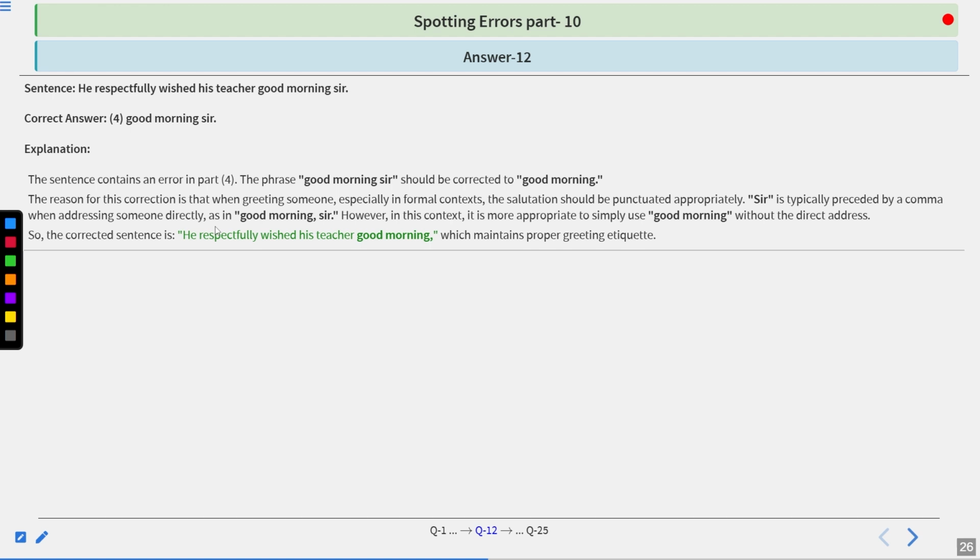The phrase good morning, sir should be corrected to good morning. The reason for this correction is that when greeting someone, especially in formal context, the salutation should be punctuated appropriately. Sir is typically preceded by a comma when addressing someone directly, as in good morning, sir. However, in this context, it is more appropriate to simply use good morning without a direct address. So the correct sentence is he respectfully wished his teacher good morning, which maintains proper greeting etiquette. Let's move to the next question.